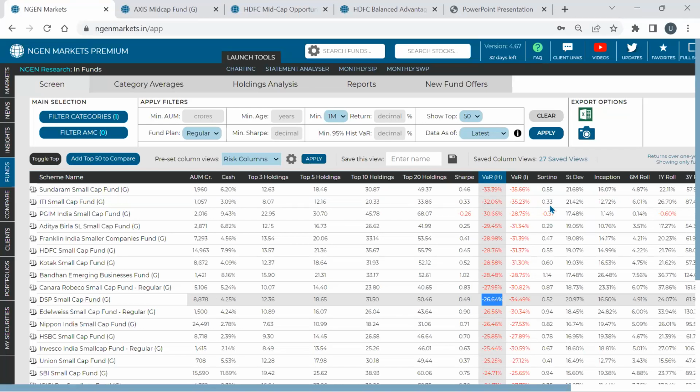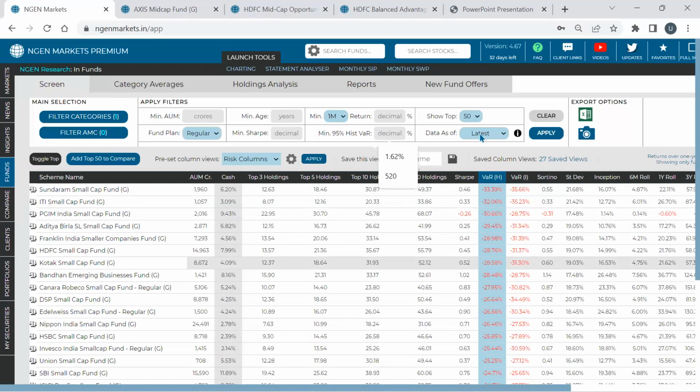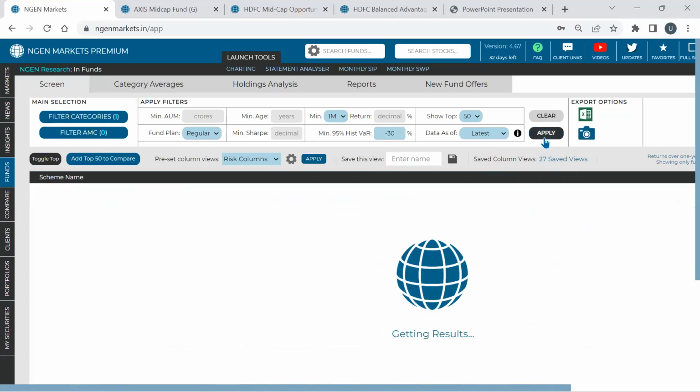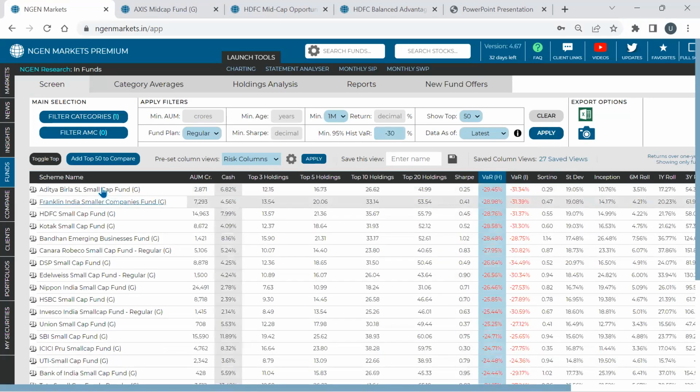And sometimes you can also take a look at the implied VAR as a comparison for multiple mutual funds in our funds section in the screener itself. I would like to know the VAR which is at least negative 30. I would not like to go beyond negative 30. So you can just type in negative 30. If I apply this, you can now see that these two funds will be gone, and only Aditya Birla SL is left, with the highest negative historically backtested VAR.